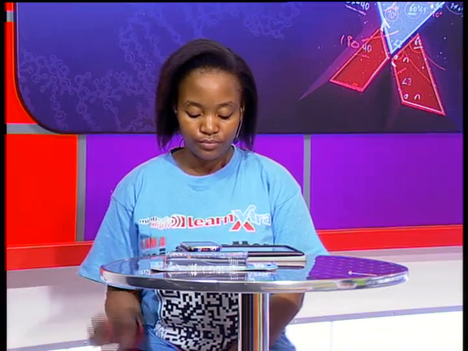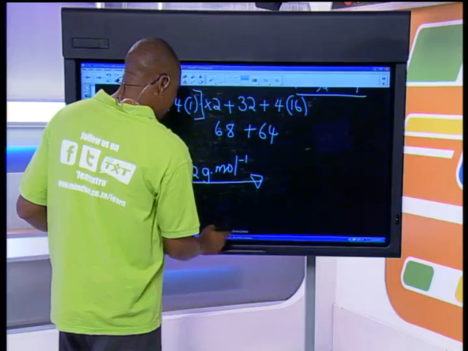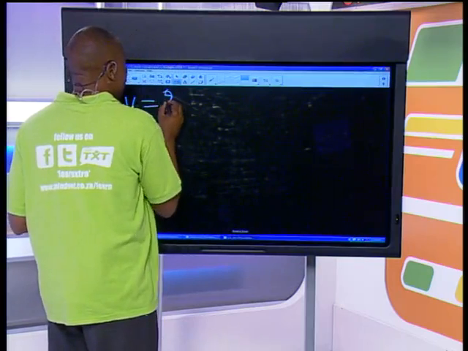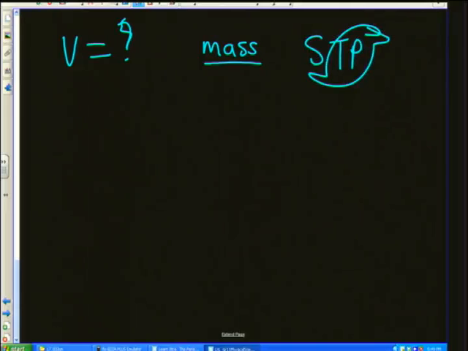And then this is from Nico Sibuyane. How to calculate the volume when you are given the mass of the substance at STP? So you're calculating the volume when you are given the mass. Mass is given to you. Now you know that we're talking about standard temperature and pressure.